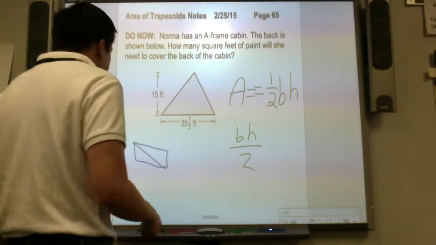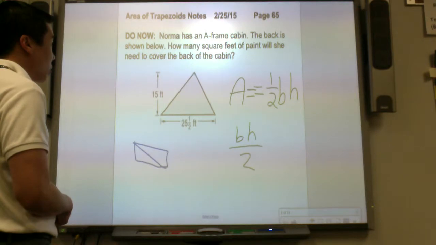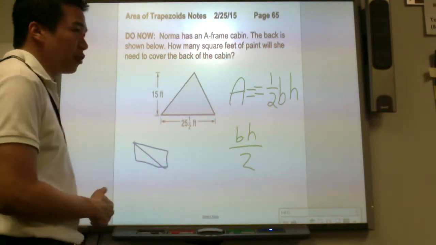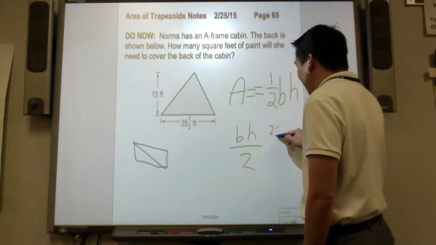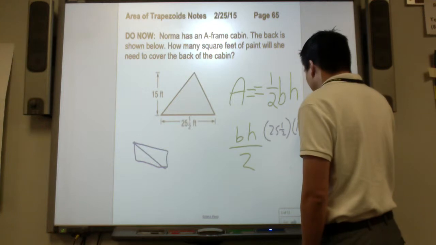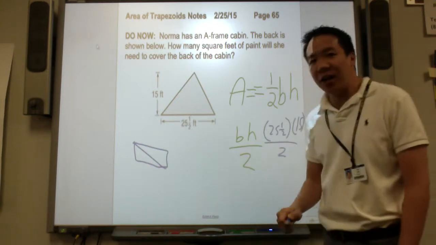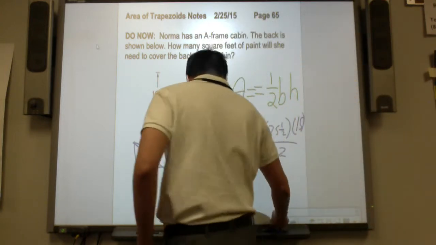So let's look at this one. Norma has an A-frame cabin. The back is shown below. How many square feet of paint will she need to cover the back of the cabin? So the base is 25 and a half. The height is 15. We will have to find half of that number, or we have to divide it by 2. So if you multiply, I need some space.